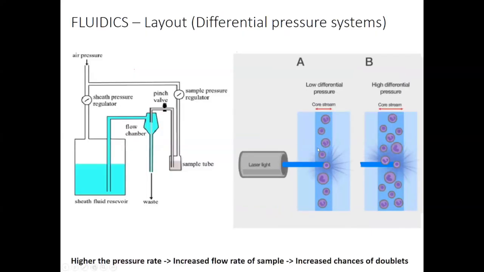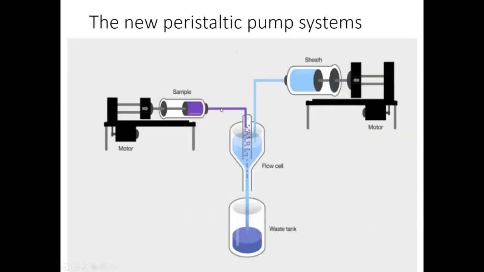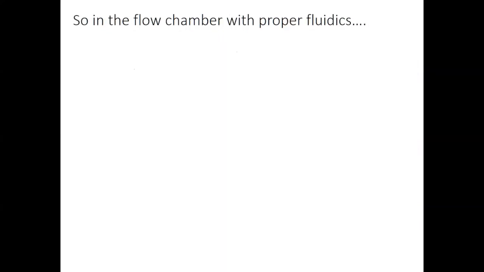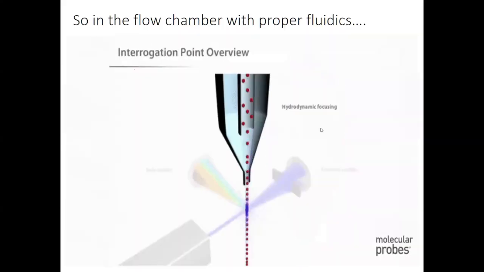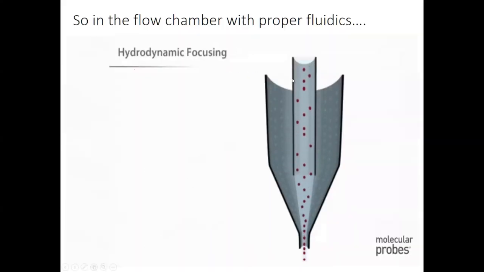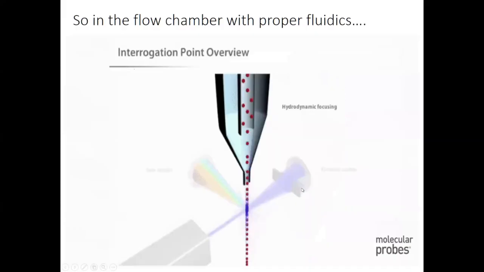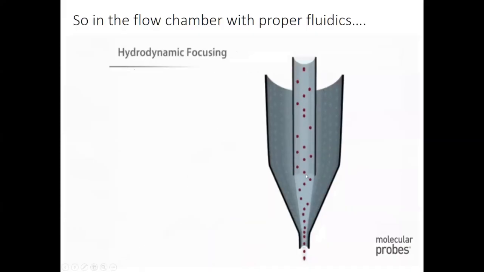Instead of the sheath tank where you adjust the pressure, now there is a peristaltic syringe-like model where the sheath and the sample can be dispensed into the flow cell. These are all small modifications, nothing beyond, but the principle is the same, right? So coming to the close of fluidics, in a flow chamber with proper fluidics, what should be achieved? Hydrodynamic focusing, where we achieve a single file pattern. So this is what happens. You have a faster moving sheath, and in the sample, because of the increased velocity at the funneling area, the cells will move in a single file pattern and they will be hit by a laser beam, one at a time.